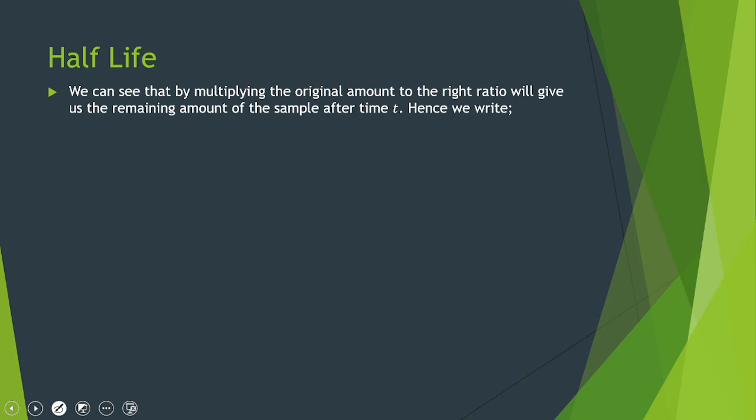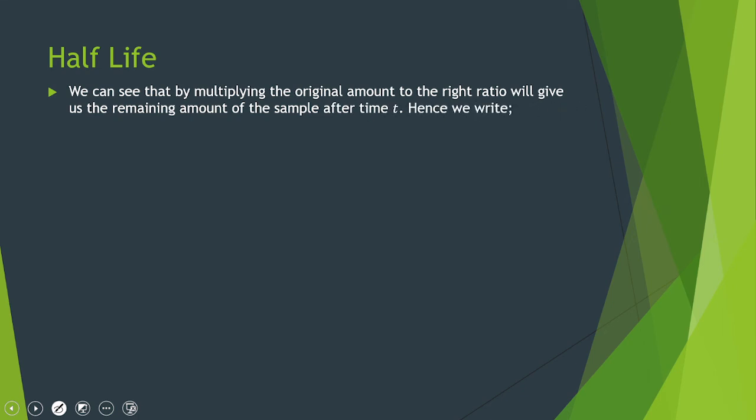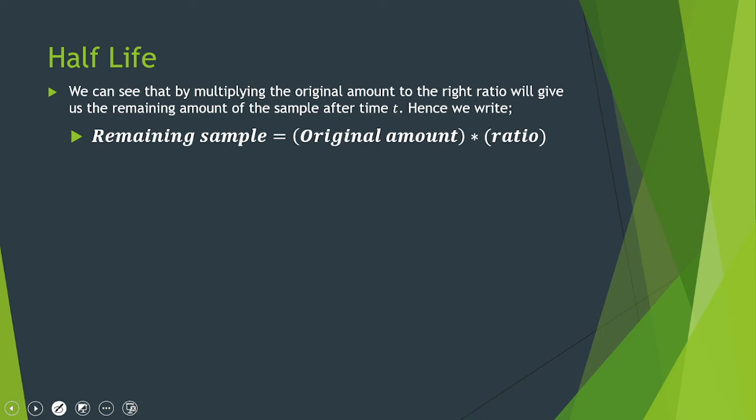So we can see that multiplying the original amount by the ratio will give us the remaining amount of the sample after time t. Hence, we write the suggested equation as: remaining sample is equivalent to the original amount times the ratio. So this is our relationship.